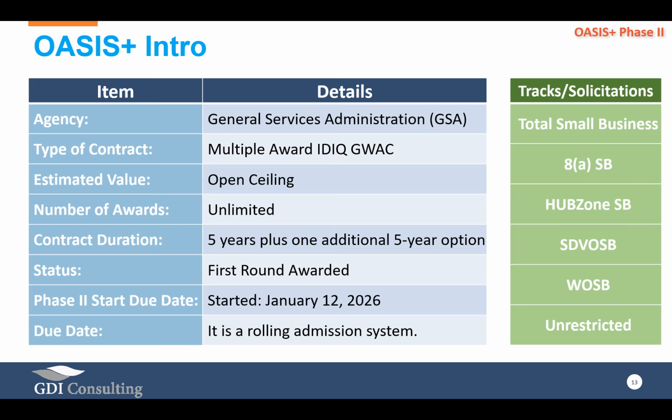Now, just so we have one vocabulary, from here on, when I say small business, I mean the first 5 tracks. So all these: the total small business, 8A, HUBZone, STV OSB, WOSB. From here on, when I say it's a small business, especially when we go into the scoring, I mean all these 5. So if you're in any of these, that's you. And then we have the unrestricted, or UNR for shorthand.